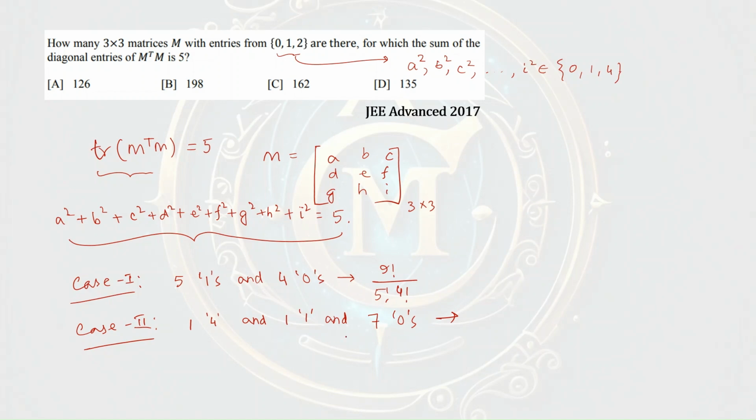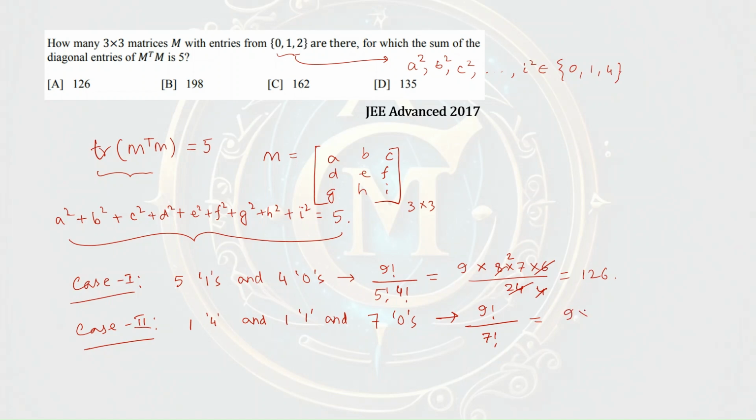In how many ways can we do that? We can do it by 9 factorial over 7 factorial ways. There is no other case possible for this question. Now here it will be 9C4, so it becomes 9 into 8 into 7 into 6 divided by 4 factorial, that is 24. So it becomes 126.